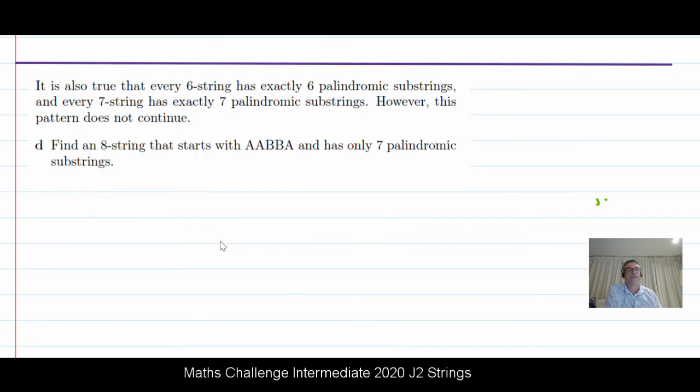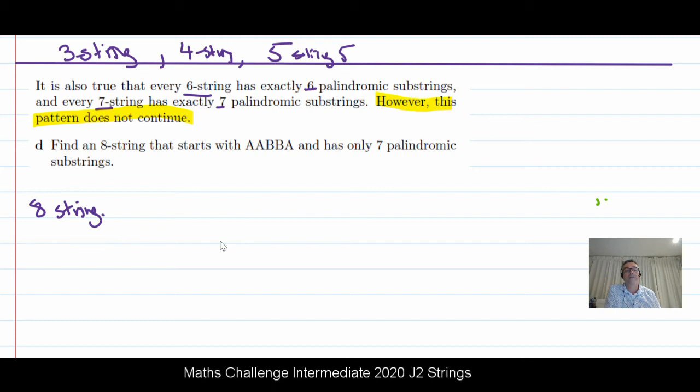So we've now proved that every 3 string has 3 palindromes. Every 4 string has 4, and every 5 string has 5. And we begin to think there might be a pattern. And it turns out it is true that every 6 string has 6, every 7 has 7. However, the pattern's going to break. So we're given the information that for an 8 string, there are some that don't have 8 palindromic substrings.